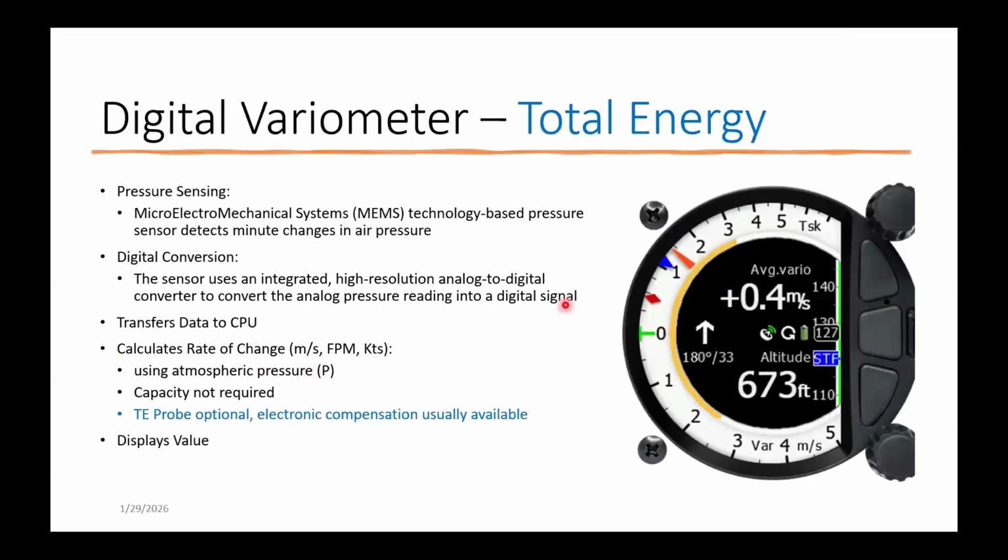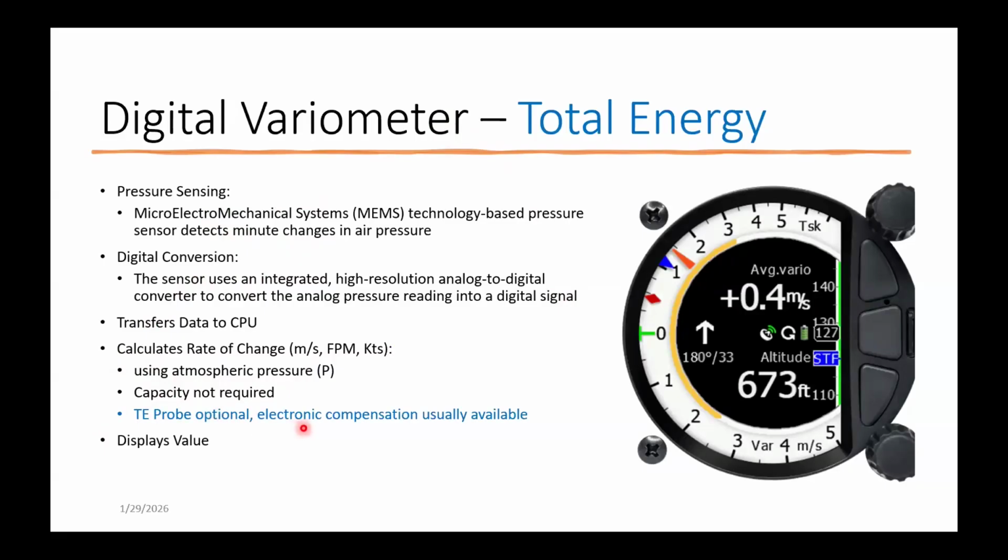So when we look at total energy, again, we've got a sensor. We're sending it over. We're using atmospheric pressure, so we're using the static. And on many digital variometers, that's a later one. So the capacity is not required. The TE probe is optional. So the TE probe can be plugged into the TE probe port on the back of the variometer.